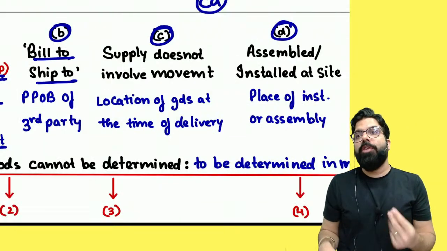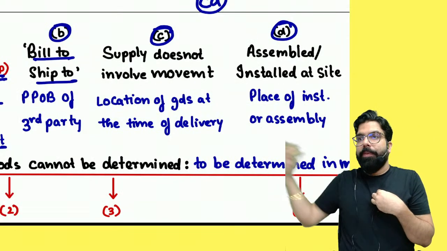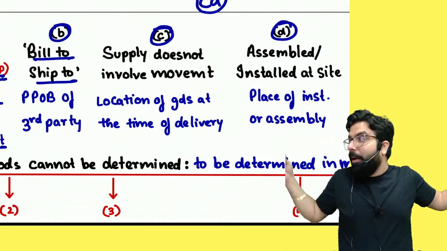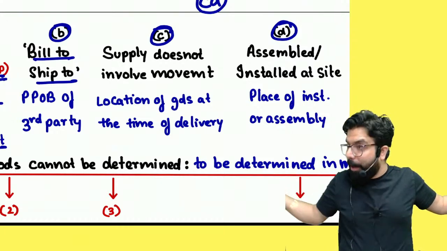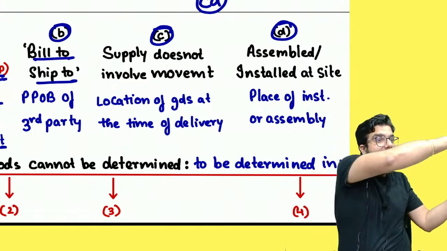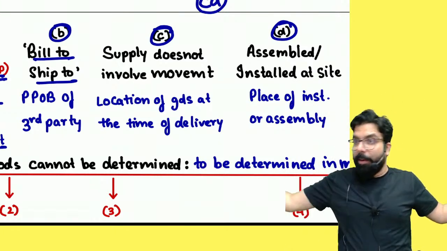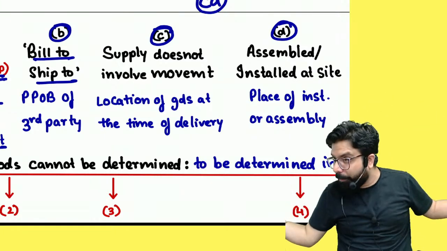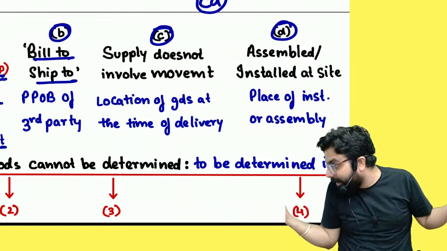Everyone over here, bill to ship to model. One supplier is there. I got an order from one person. I have one more supplier. I told my supplier, bill it to me, but ship it directly to this person. He is the actual supplier. He is the actual recipient.